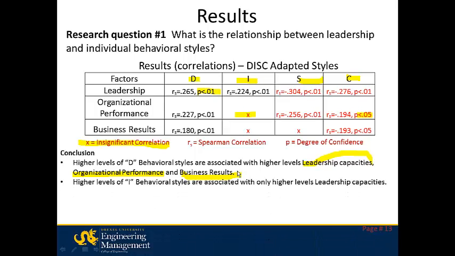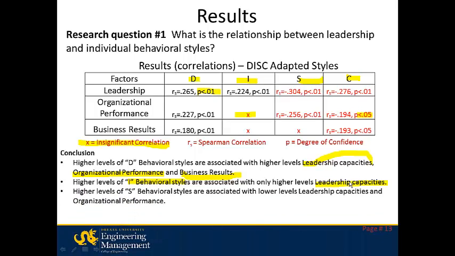The second conclusion was that higher levels of I behaviors, these are the influencer behaviors, were only associated with higher leadership capacities. They are still viewed as leaders. However, seeing any relationship with organizational performance, stability, or business results was missing.